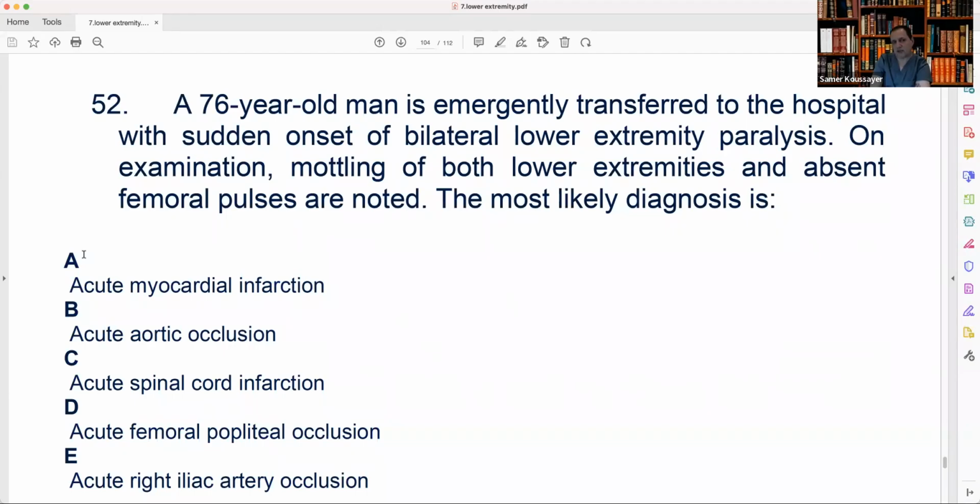So you have to be very careful. Always examine the legs and be sure to check the pulses. If you check the pulses, it's very easy. Acute spinal cord infarction should have normal pulses. The moment you lose the pulses, that means it's aortic occlusion.